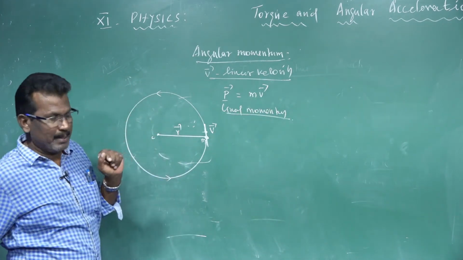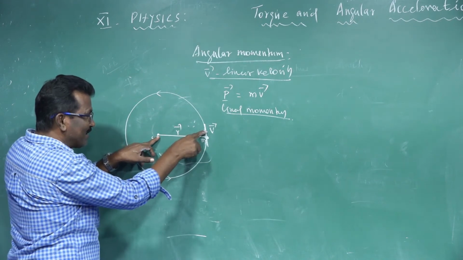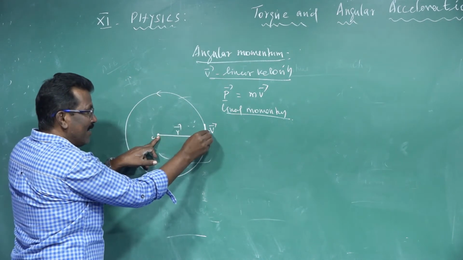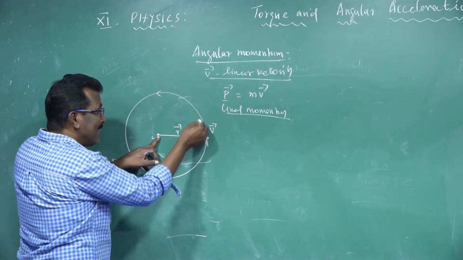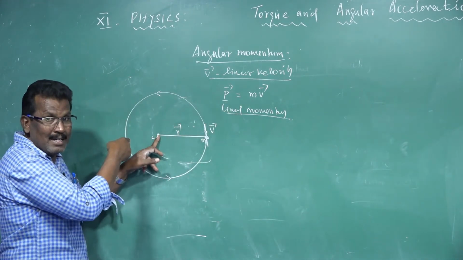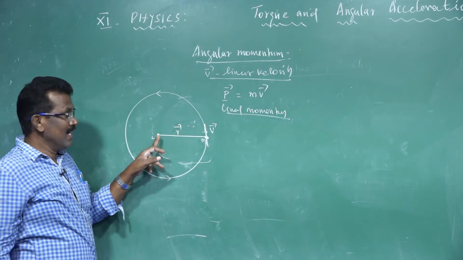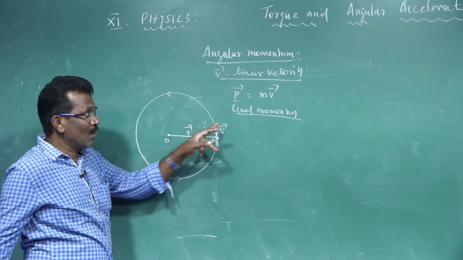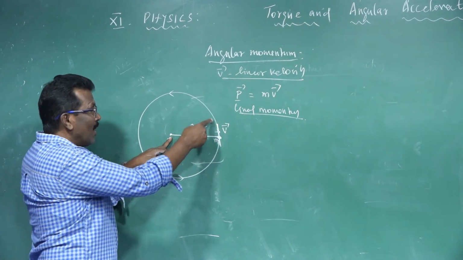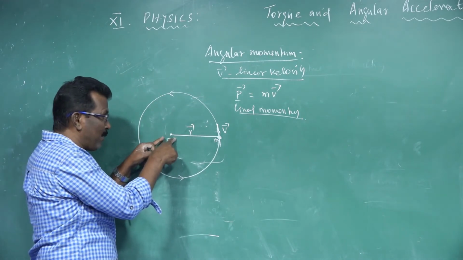It is called linear momentum. The velocity causes this linear motion, and the product of the mass and the velocity is called linear momentum. This linear momentum causes the rotation of the particle about its origin O. The body has rotated about the fixed point O.